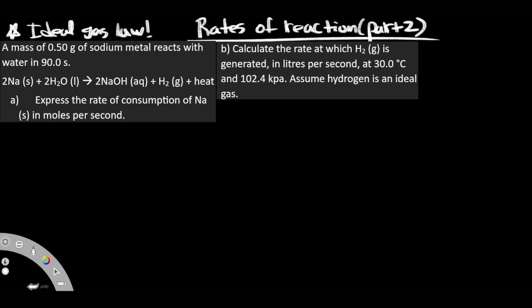As you can see in this question, we have a mass of 0.50 grams of sodium metal that reacts with water in 90 seconds. So the reaction time is 90 seconds. But the problem is I don't want to be using grams, because in chemistry we always want to be using moles. So I'm just going to quickly change my grams of Na into moles of Na.